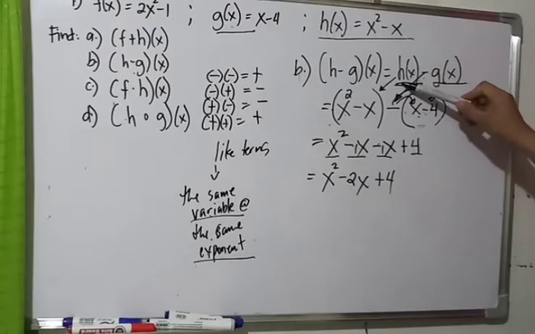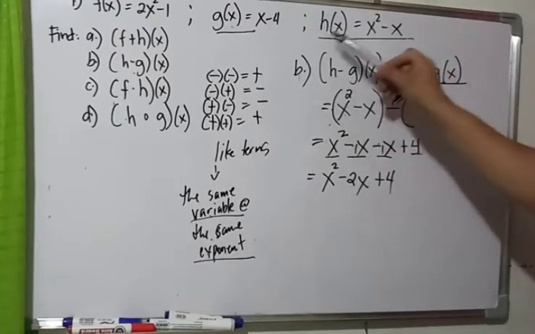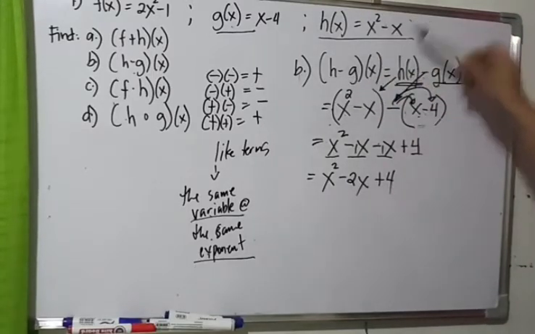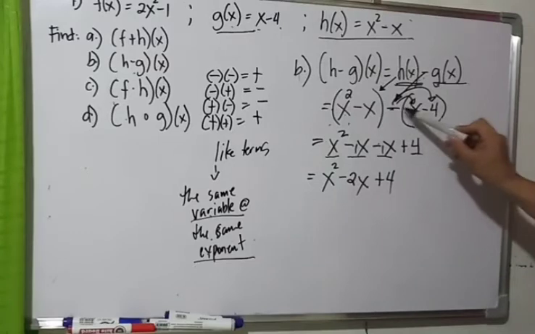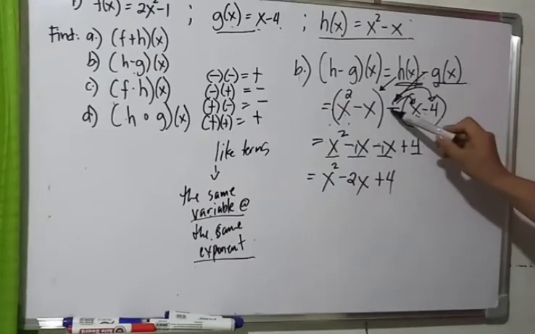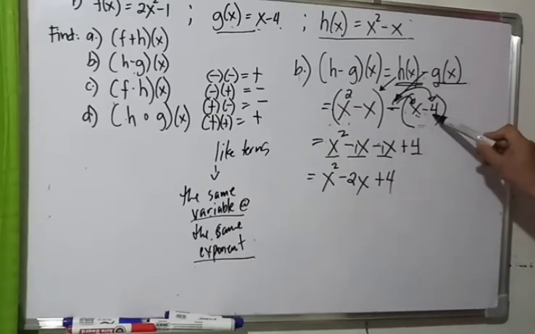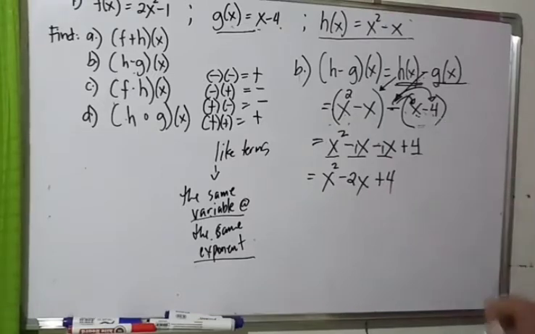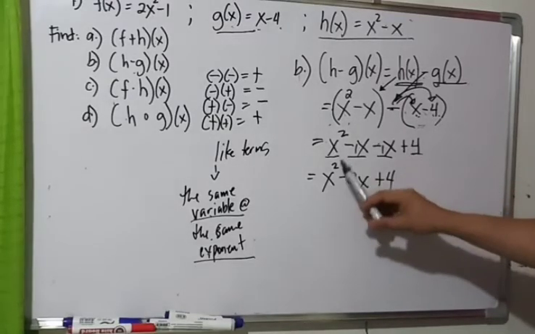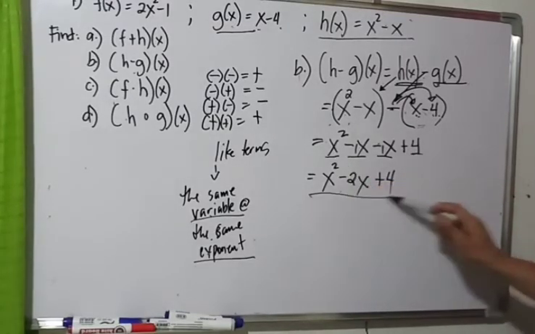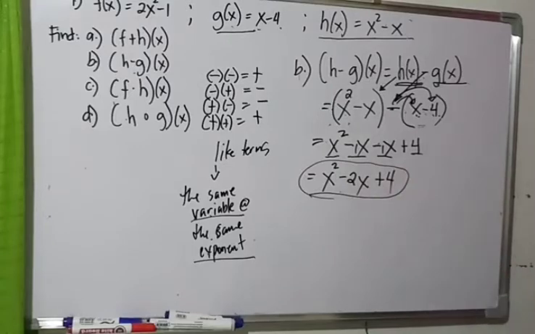Ang value ng h of x is ito, x squared minus x. Then, ang value ng g of x is x minus 4. Then, i-distribute lang natin yung negative sign. So, magiging negative x. Then, negative times negative 4 is positive 4. Then, combine like terms. So, ito na. X squared minus 2x plus 4.